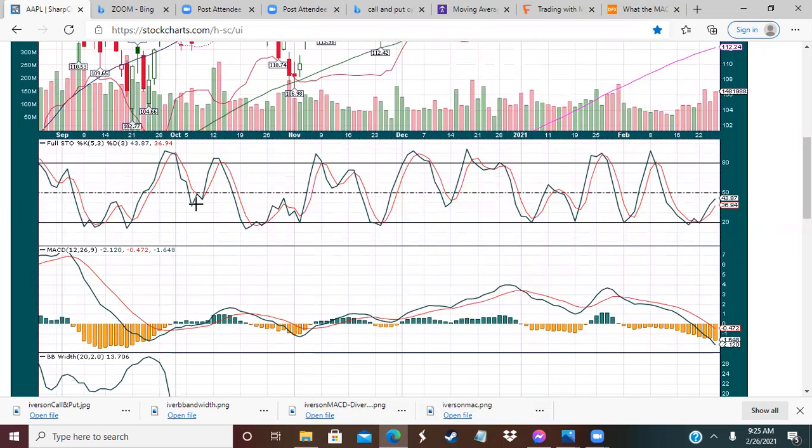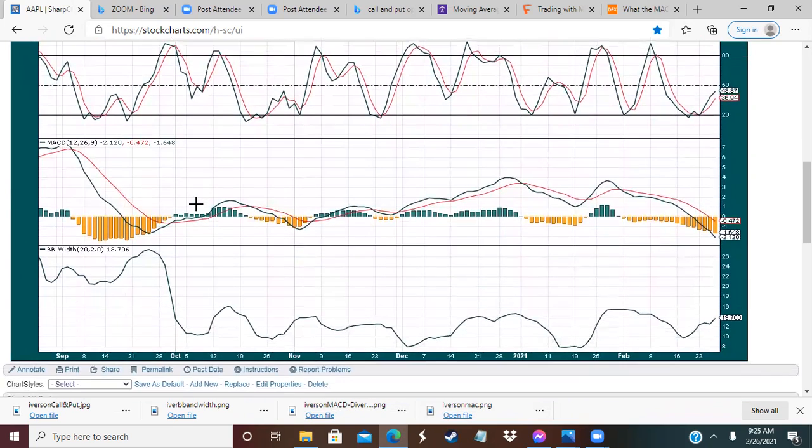Okay, so we've talked about the crossover, we've talked about the histogram, and we've talked about divergence. So, okay, that's everything on the MACD. All right, so now let's go down to our last indicator.